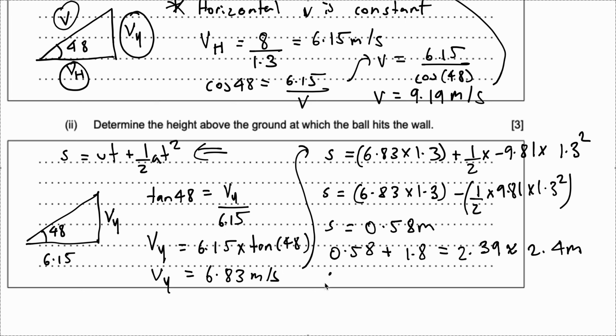So we can write a concluding sentence: the ball hits the wall 2.4 meters above the ground.